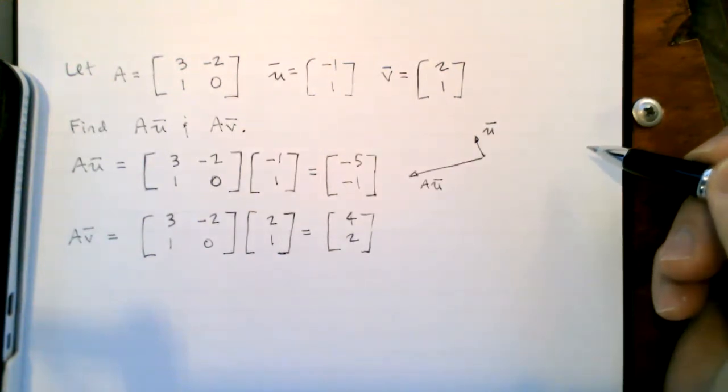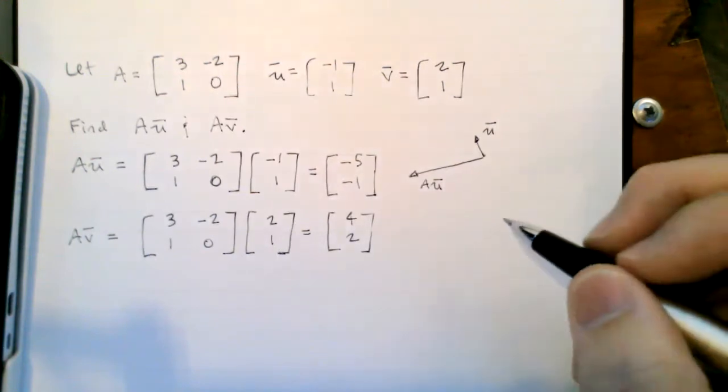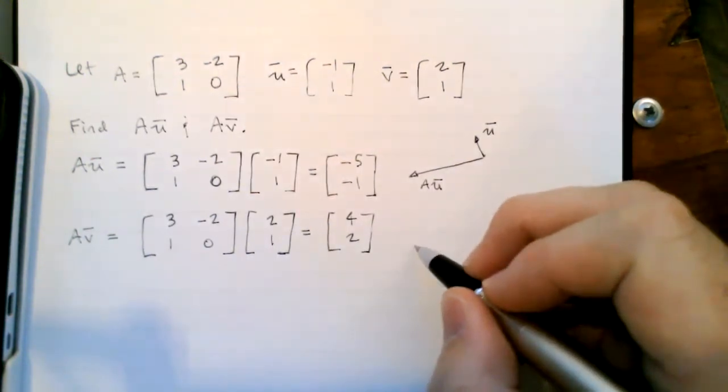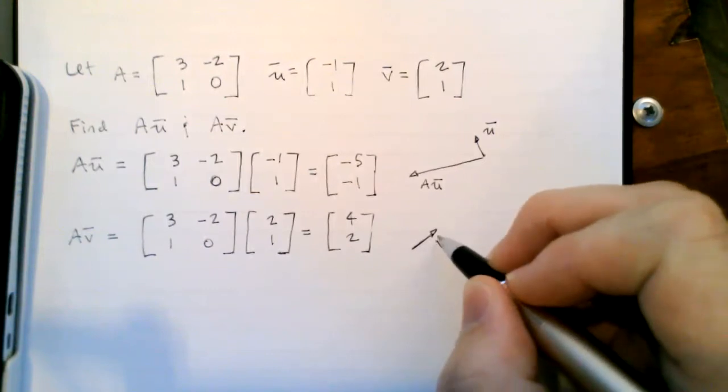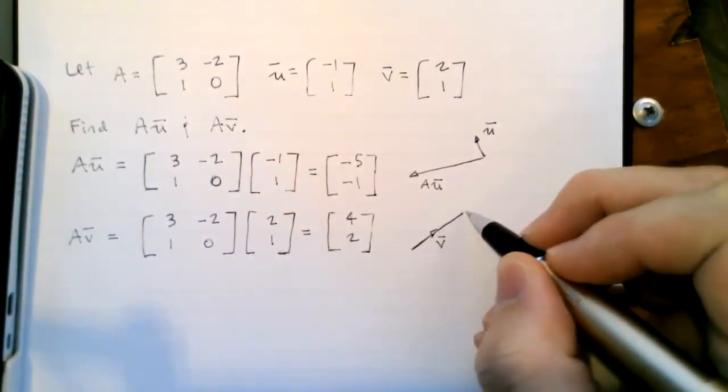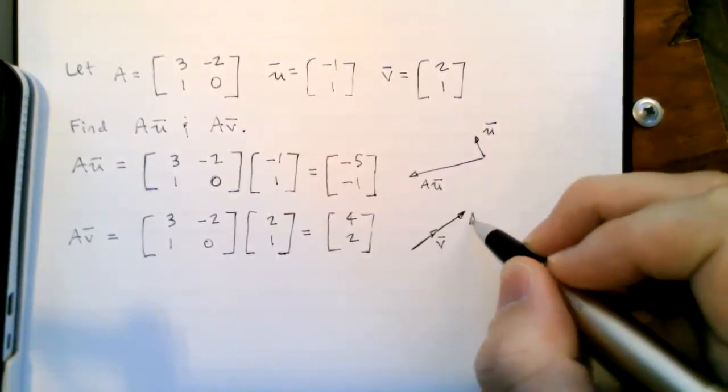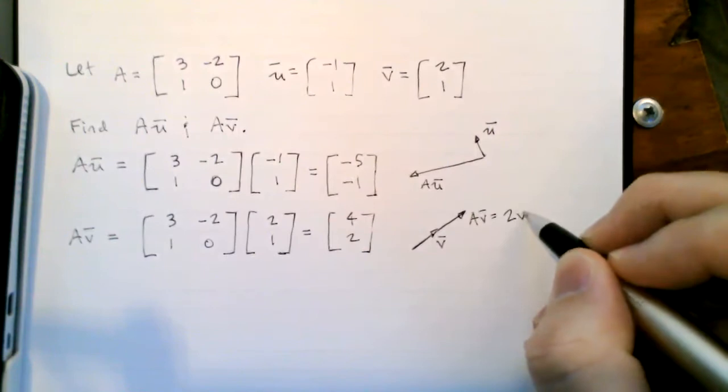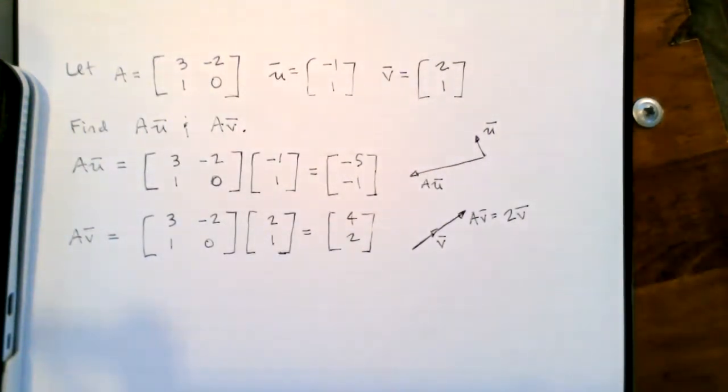But look at what happened when we multiply A times V. I have the vector V, which is 2, 1. There's the vector V. And the vector AV is just 2 times the vector V. We're going in the same direction. Multiplying by A did not change the direction of the vector V. It just made it longer. So multiplying A by U changed the magnitude and the direction, but multiplying A times V only changed the magnitude. It just stretched the vector V.